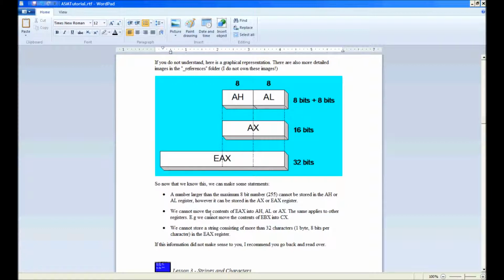We cannot move the contents of EAX into the AH or AL, or the AX register. This applies to the other registers. For example, we cannot move the contents of EBX into CX because the size is different. This is 32 bits, this is 16 bits, so therefore we can't move a larger number into a smaller.